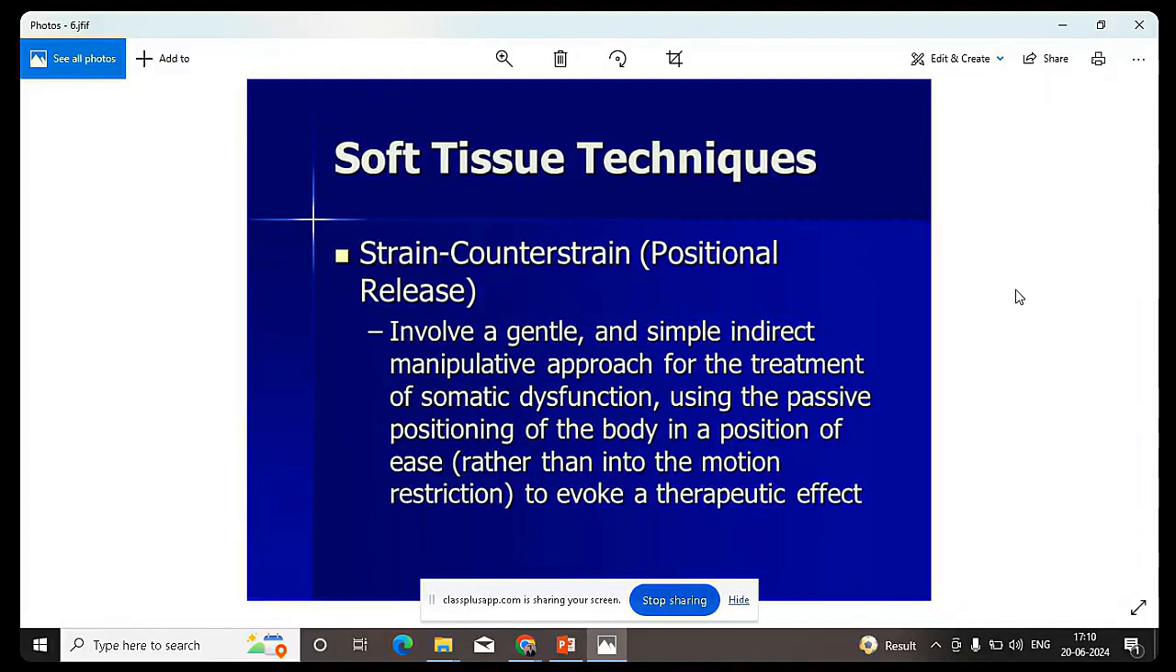Then there is also a technique called strain counter strain or positional release, which involves a gentle and simple indirect manipulative approach for the treatment of somatic dysfunction, using the passive positioning of the body in the position of ease rather than in motion restriction to evoke a therapeutic effect. For example, if anybody is having a scar tissue, I will explain it after this.